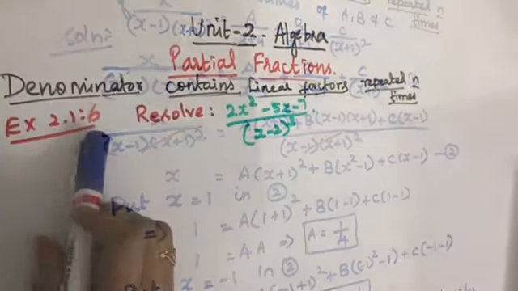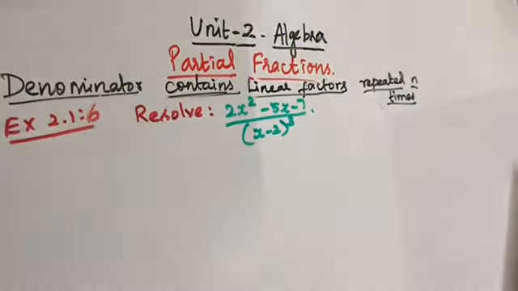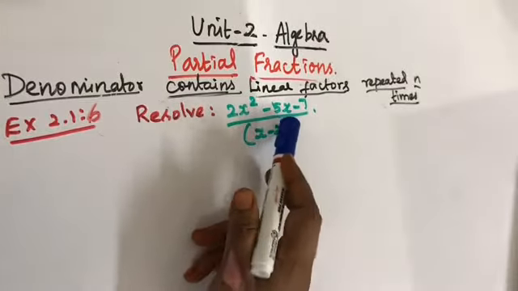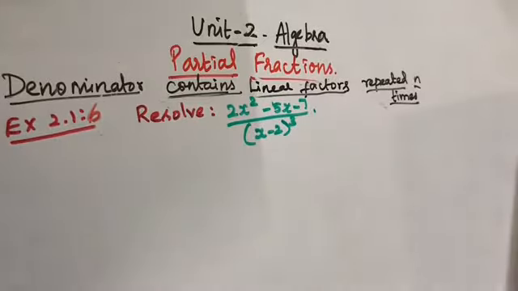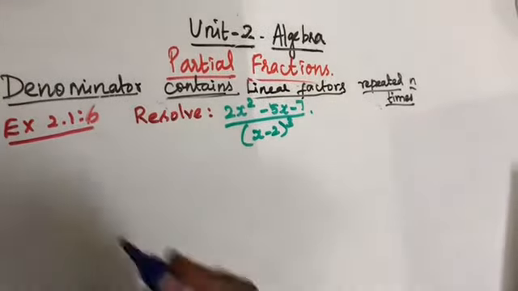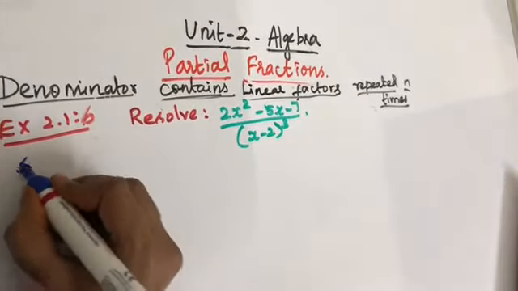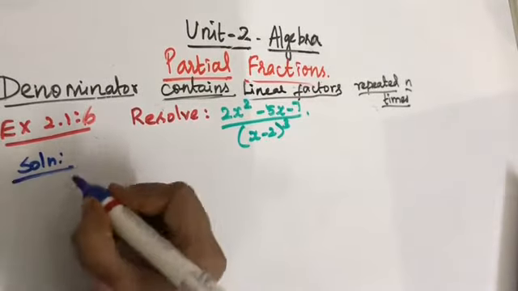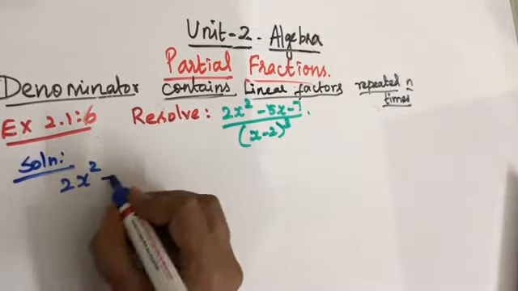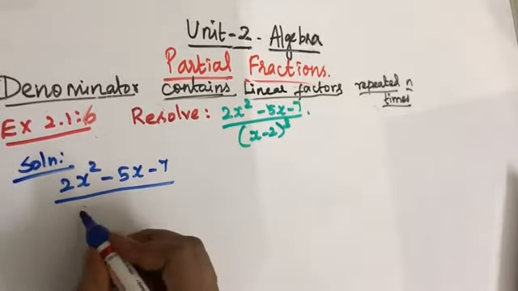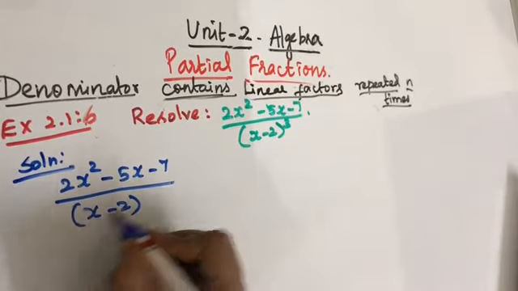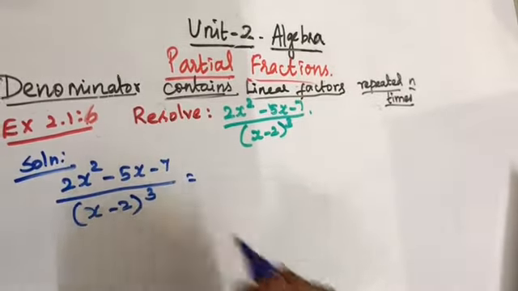Okay. Sixth problem in exercise 2.1. Resolve (2x square minus 5x minus 7) divided by (x minus 2) the whole cube. Okay, here the power is 3. So, solution: (2x square minus 5x minus 7) divided by (x minus 2) the whole cube. Okay, here the power is 3.